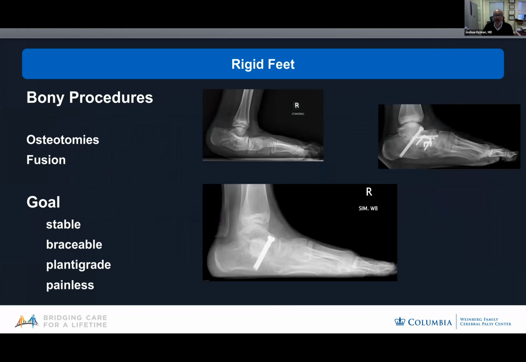Lastly, when the feet become rigid and stiff and painful, we have to then employ osteotomies to cut and reshape the bones, and sometimes also fusions to keep them in this newly aligned position. The goal, once again, is a stable, braceable, plantigrade, and painless foot.